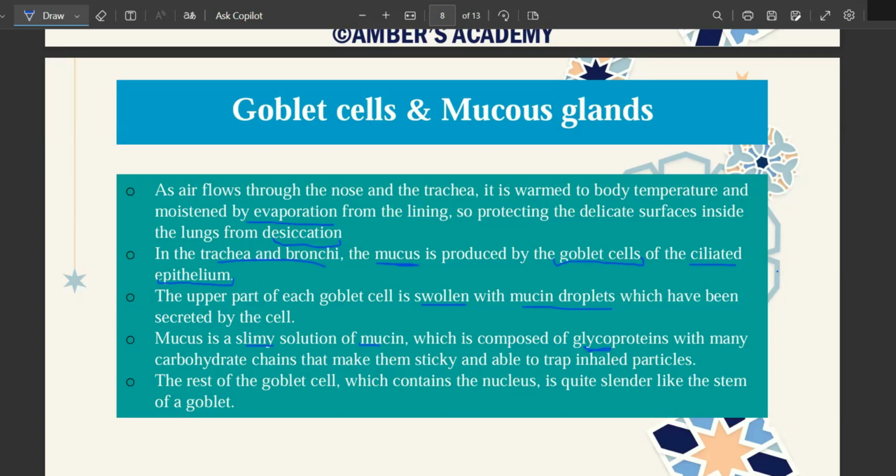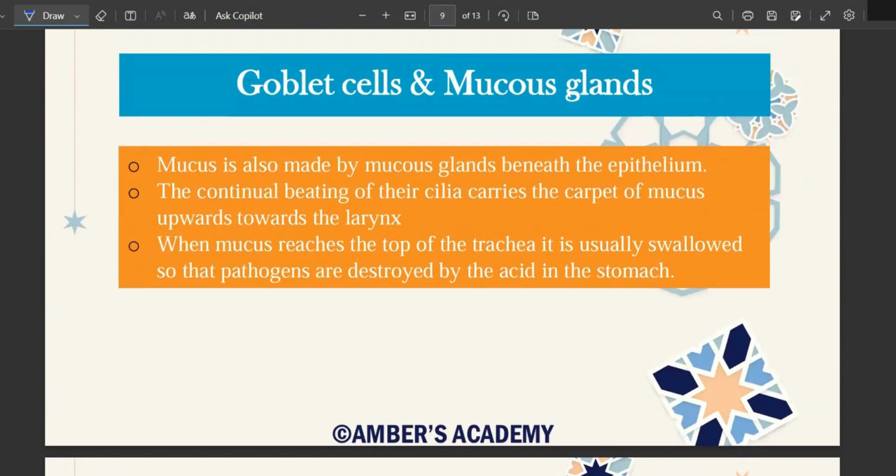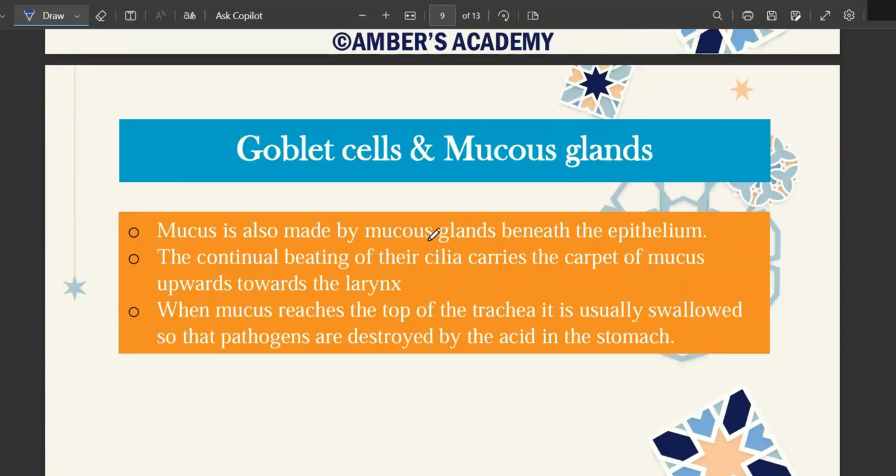So the main function of goblet cells and mucus glands is to produce mucus, and mucus is a slimy solution which traps all the harmful substances. Then mucus is also made by mucus glands beneath the epithelium. The continual beating of their cilia carries the carpet of mucus upward towards the larynx. When mucus reaches the top of the trachea, it is usually swallowed, so the pathogens are destroyed by the acid in the stomach. So you need to remember that goblet cells are above mucus glands, and both of them are responsible for producing mucus.